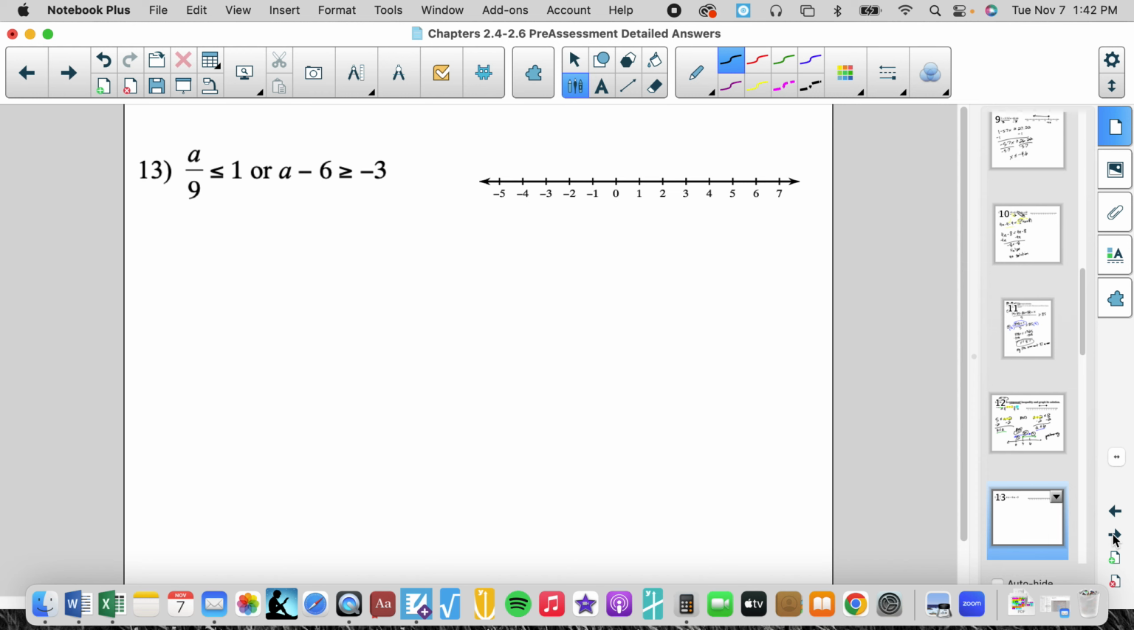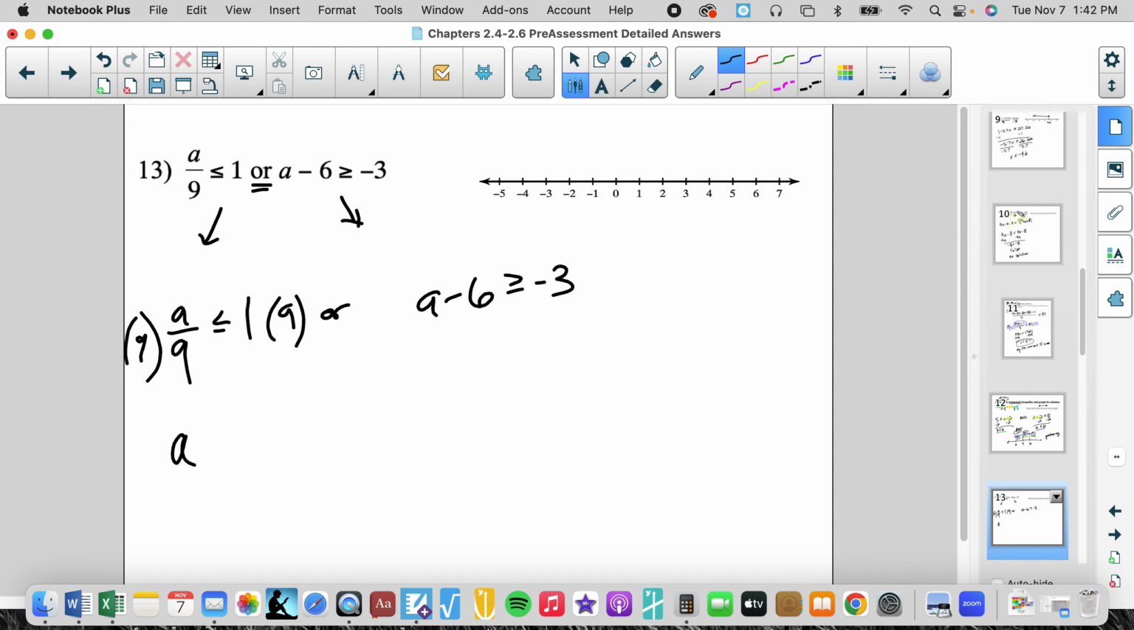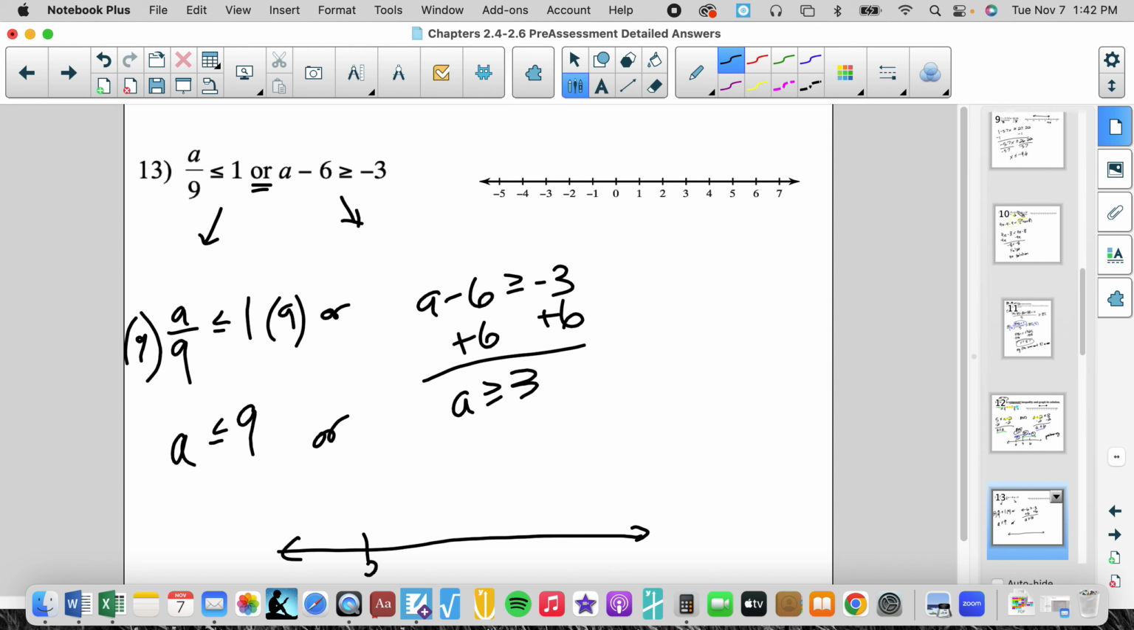All right, we know this is an "or." Those are easy to see. So we're going to take each one and just solve it. It's pretty simple. "Or a minus 6 is greater than or equal to negative 3." So we're going to multiply both sides by 9. That a looks very similar to a 9. Do not confuse that. So we have a is less than or equal to 9. Or let's add 6. a is greater than or equal to 3. Here's my preliminary: 0, 3, 9.